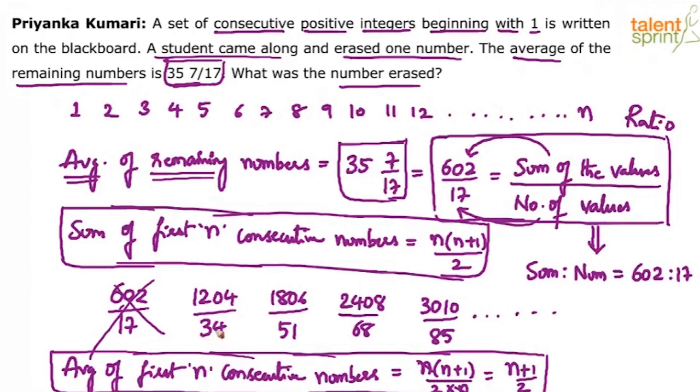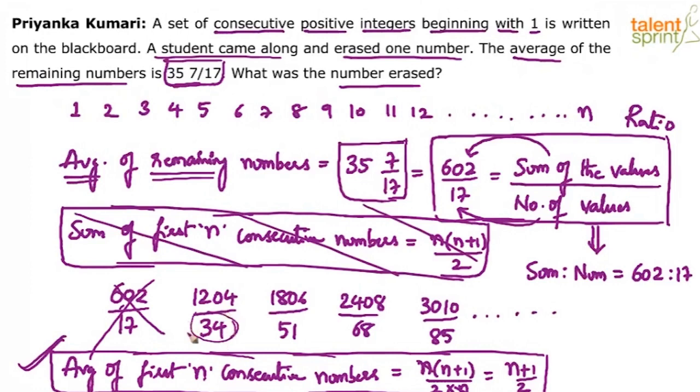Originally there were 35 numbers. If remaining numbers are 34, originally there were 35 numbers. What will be the average of the first 35 numbers? You're getting it? Forget about the sum, let's not worry about it. Let's look at the average. This is a better way of checking it.